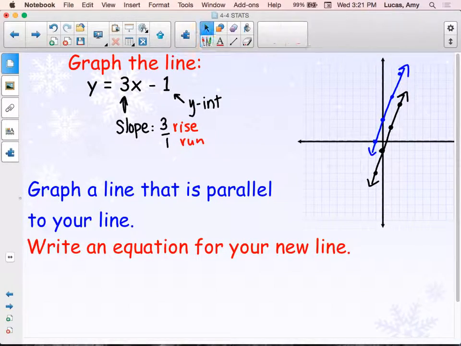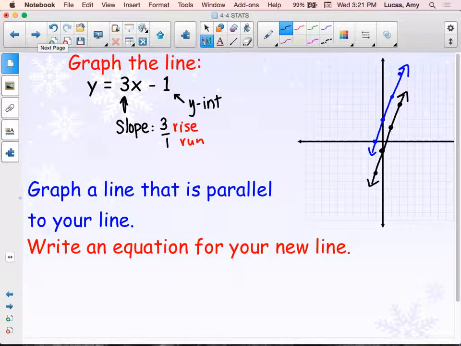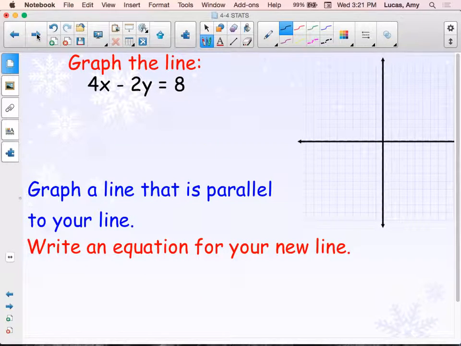Now, in red it says, write an equation for your new line. Well, my new line has an intercept of 3 right here, and the slope was going up 3/1. So my new line is y equals 3x plus 3. That's just one example of a line that's parallel to that original. So you're graphing your own.